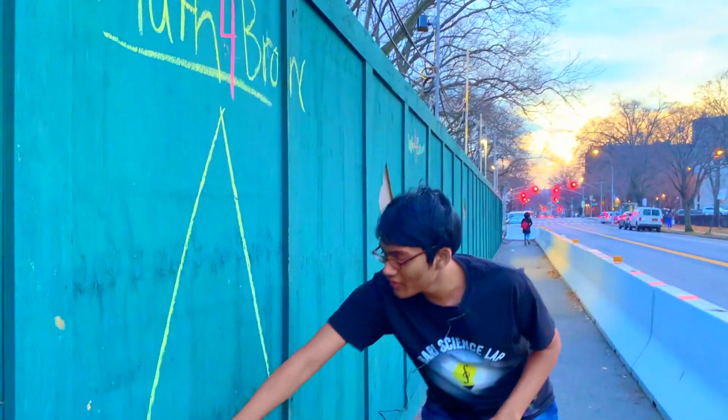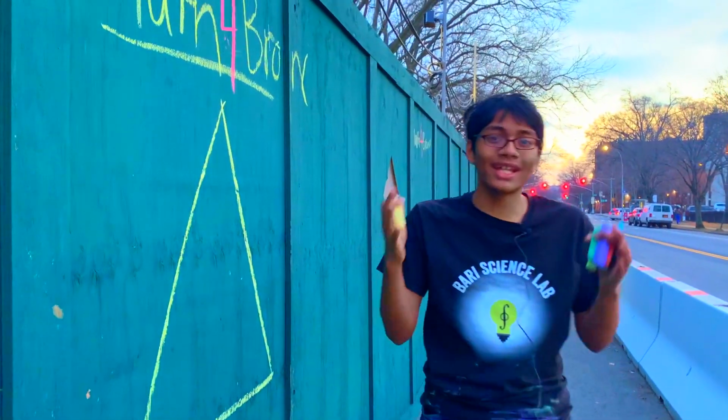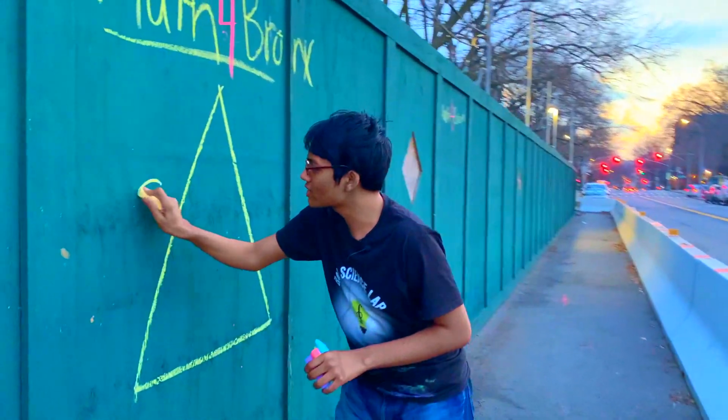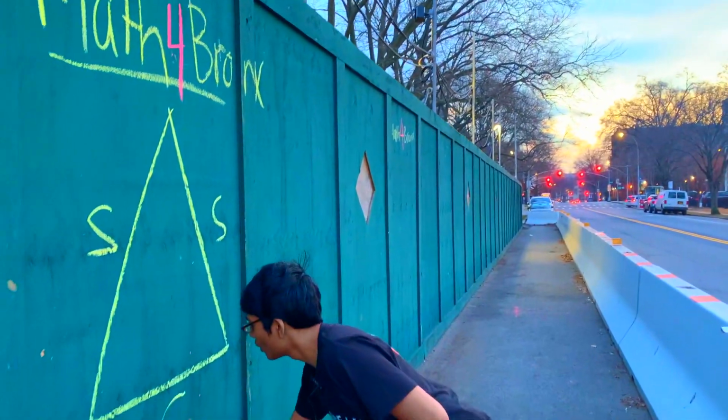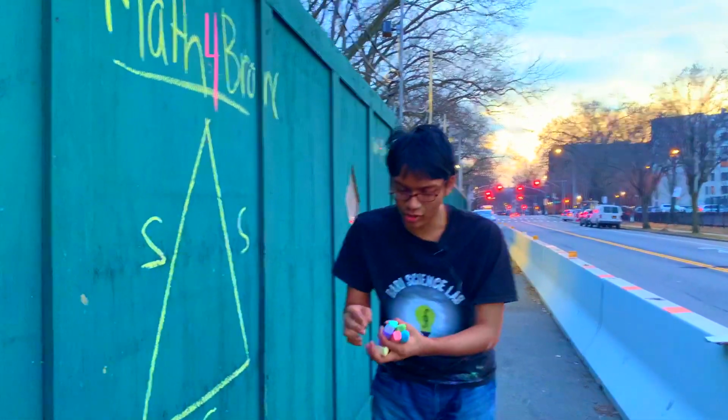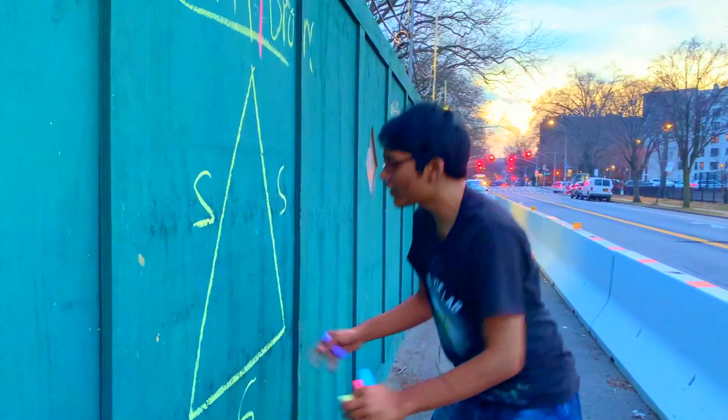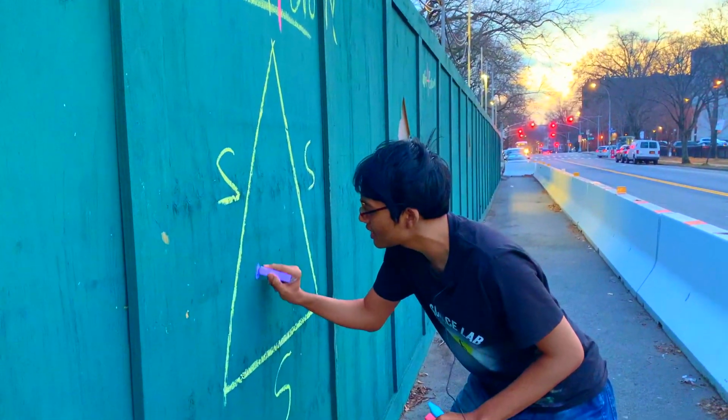Let's start with the triangle. Specifically, we're looking at an equilateral triangle that has all sides equal. Now, let's take a point inside our triangle, a random point inside of our triangle anywhere. So let's say here is our point.